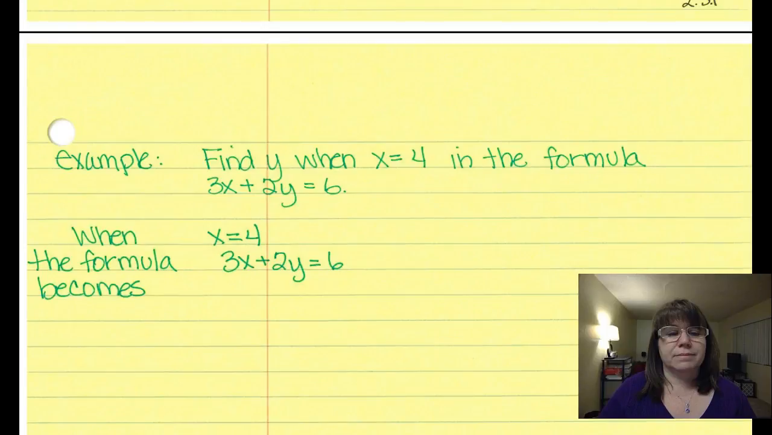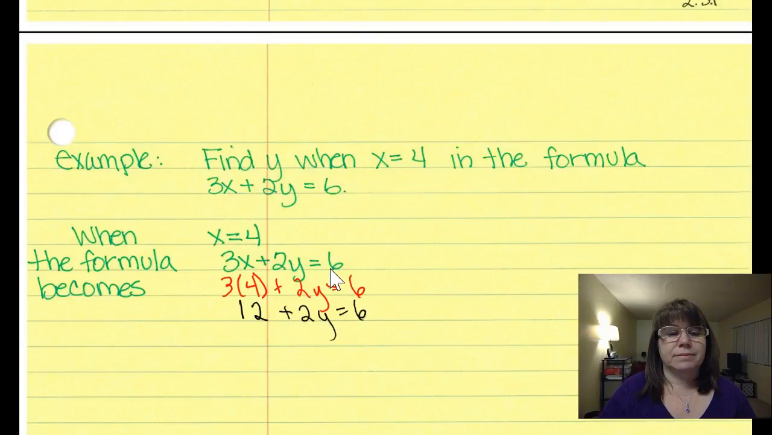Let's try another example. Find y when x equals 4 in the formula 3x plus 2y equals 6. When x equals 4, our formula 3x plus 2y equals 6 will become 3 times 4 plus 2y equals 6. But 3 times 4 is 12, plus 2y equals 6.